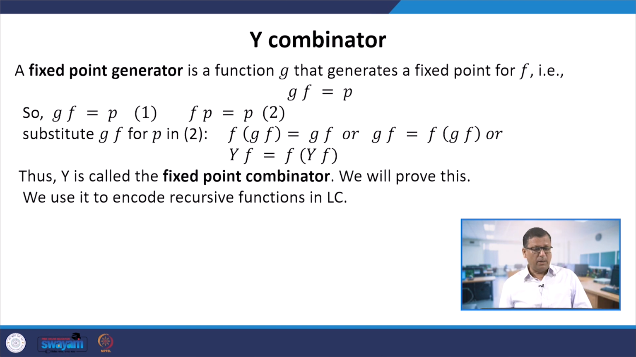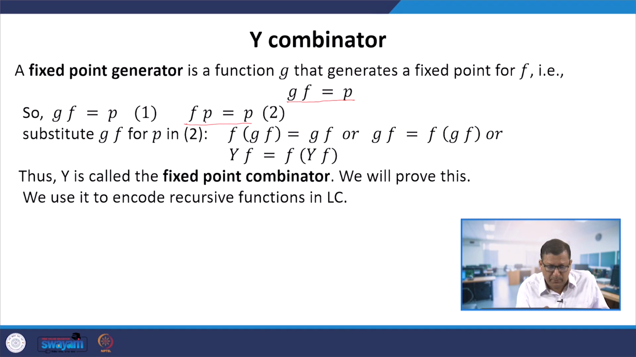Now what is a fixed point generator? It is a function g that generates the fixed point for f. Given a function, it will give the fixed point of the function. That means g of f is equal to p, and we know that f of p is equal to p.